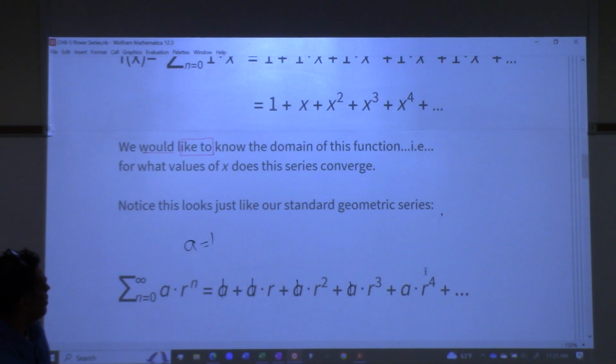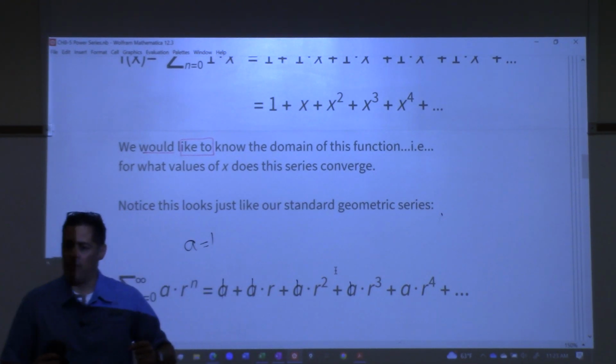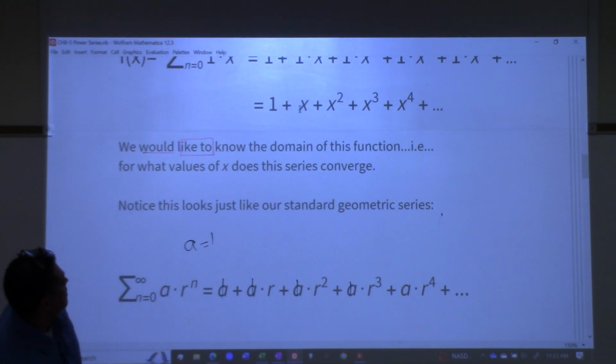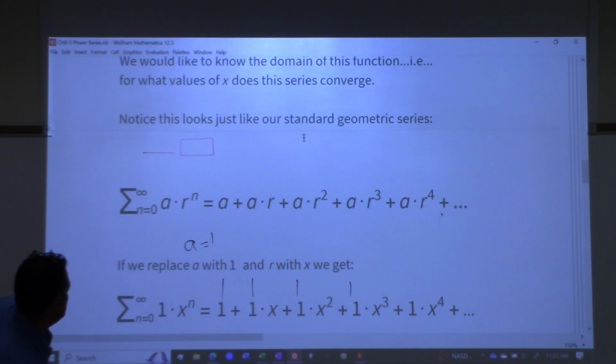Well, when would this converge? What's the condition in geometric for convergence? We need the absolute value of r to be less than 1, right? So for that up there to converge, what do we need to happen? The absolute value of x has to be less than 1. All right, so that's the next note here.